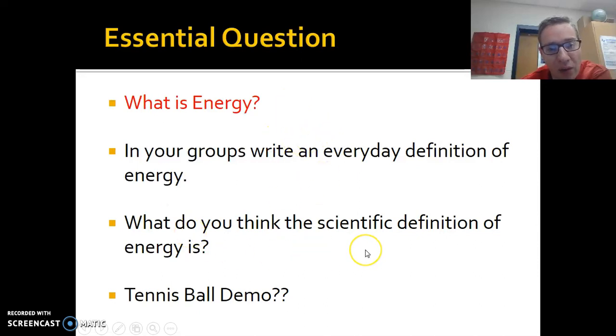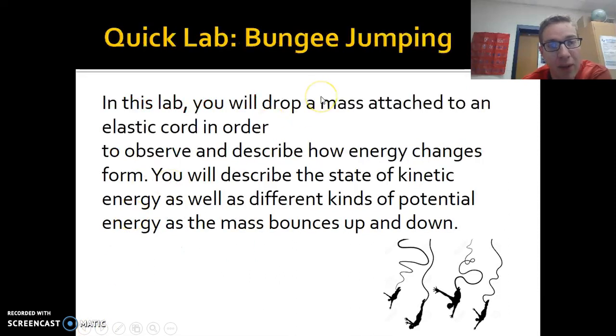The other writing here is something we're going to be doing when you come in. We're going to be working in groups, and you're going to be thinking about what the scientific definition of energy is, and we're going to do a little tennis ball demo. We're also going to do a quick bungee jumping lab, so this is a little preview. In the lab, you're going to be dropping a mass attached to an elastic cord, and you're going to observe how energy can change forms. How does it go from kinetic to potential, and then back up to kinetic.